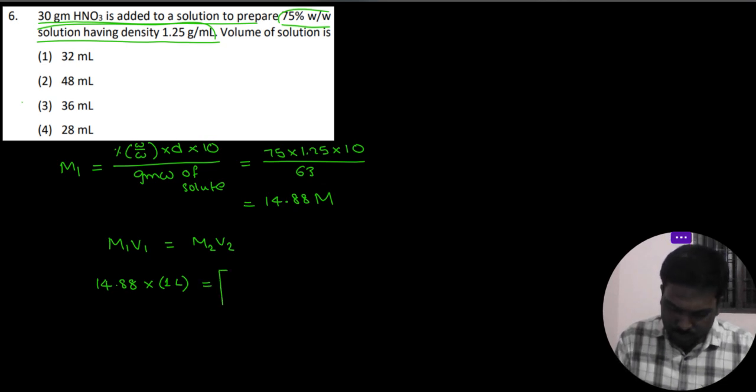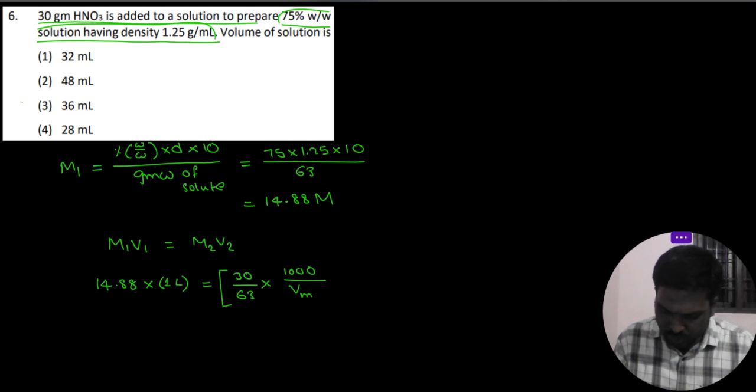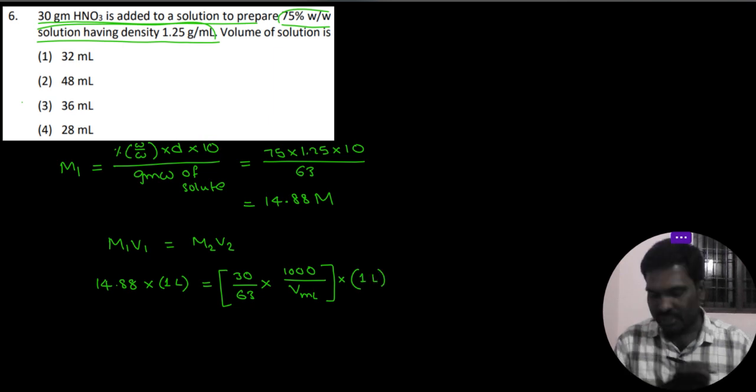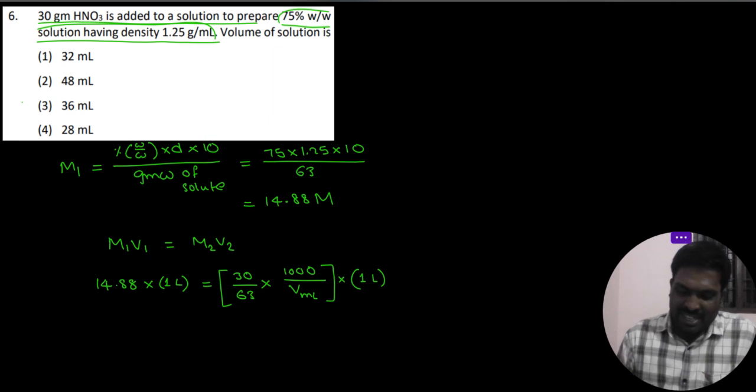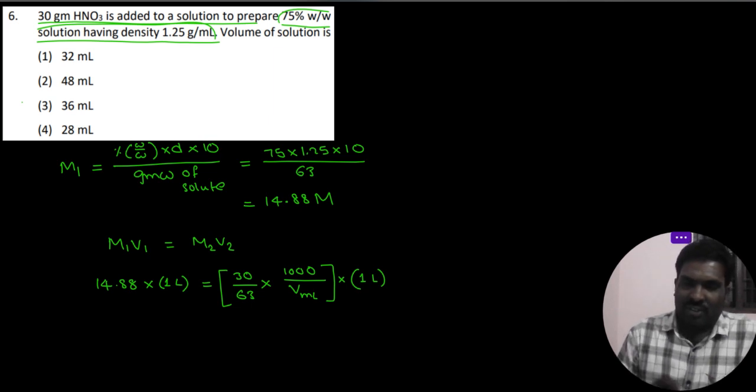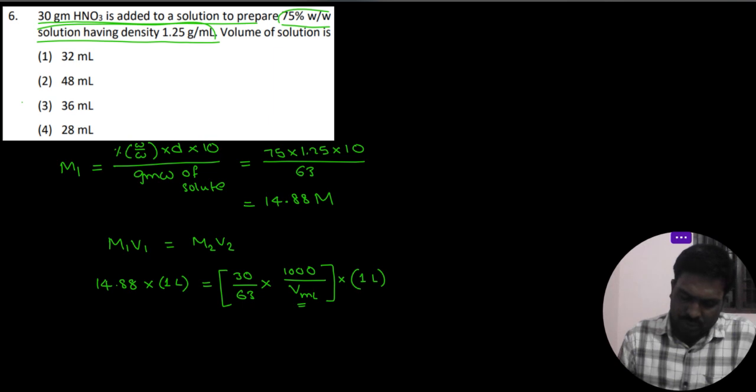So that is equal to M2. M2 means 30 gram HNO3, so weight by gram molecular weight 63, into 1000 by volume of solution in ml. So this is molarity into volume V2. V2 is also not given, so we can assume 1 liter. Understood how to solve this problem? So M1 V1 equal to M2 V2, V1 we can assume 1 liter, V2 we can also assume 1 liter. So now this volume of solution we need to find out.